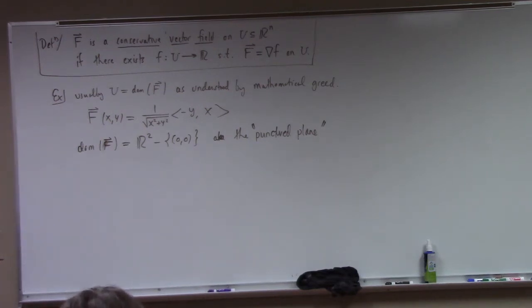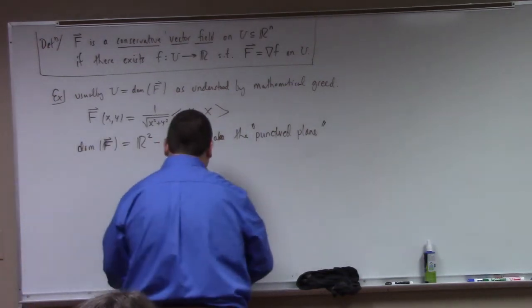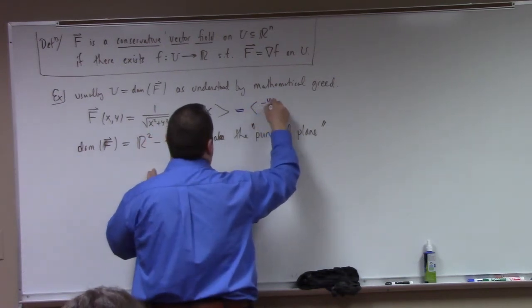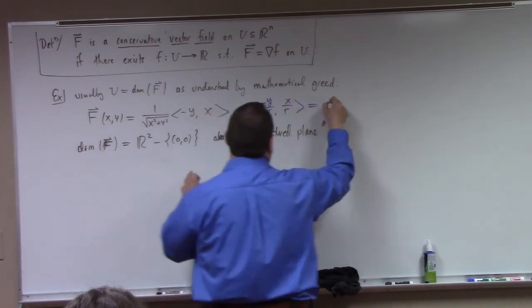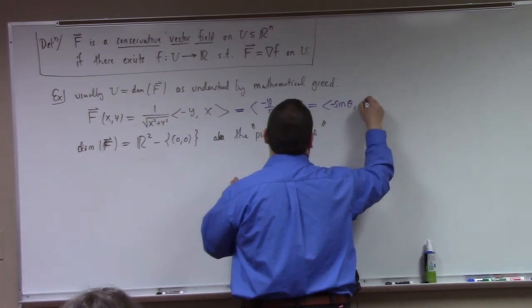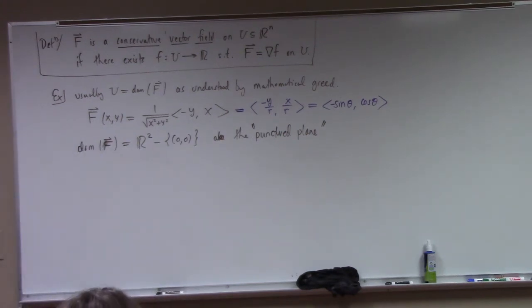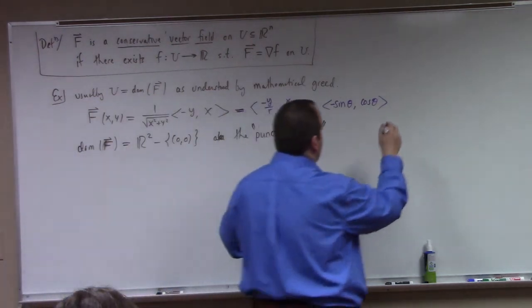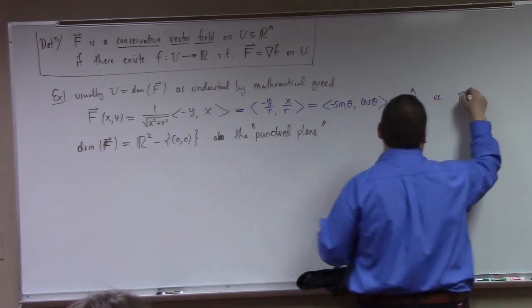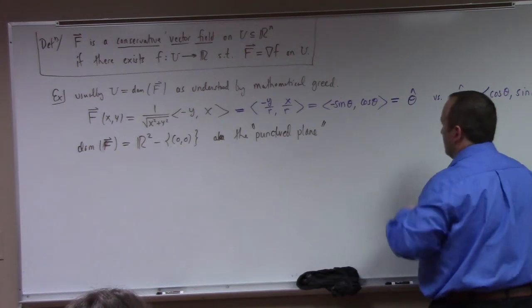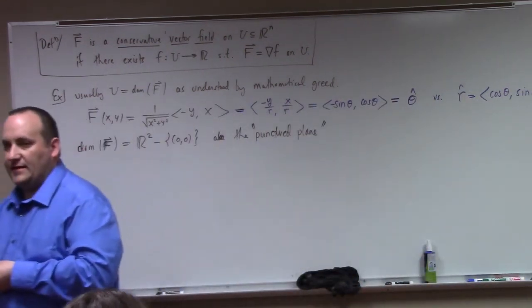Do you guys recognize this vector field? What if I rewrote this in polar coordinates? This is actually (minus y over r, x over r), right? AKA minus sine theta, cosine theta. We gave a name to this thing before. Yeah, it's theta hat. It's perpendicular to r hat. What's r hat? Cosine, sine, right? So these dot product to 0. They're perpendicular, 90 degrees apart. And in fact, theta hat points in the direction of increasing theta.